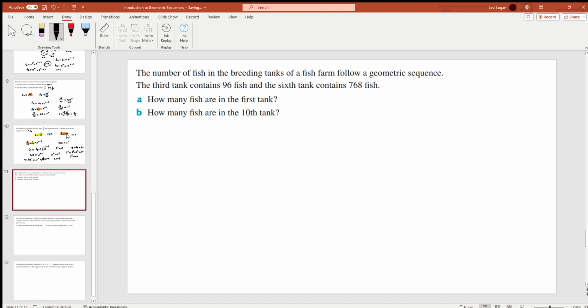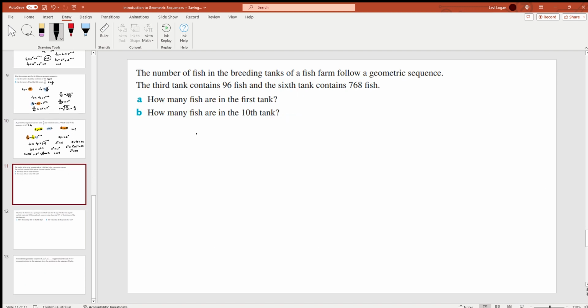Right, let's take a look at this one. The number of fish in the breeding tanks of a fish farm follow a geometric sequence. The third tank contains 96 fish, and the sixth tank contains 768 fish. So that means t of 3 is 96, and t of 6 is 768. How many fish are in the first tank?